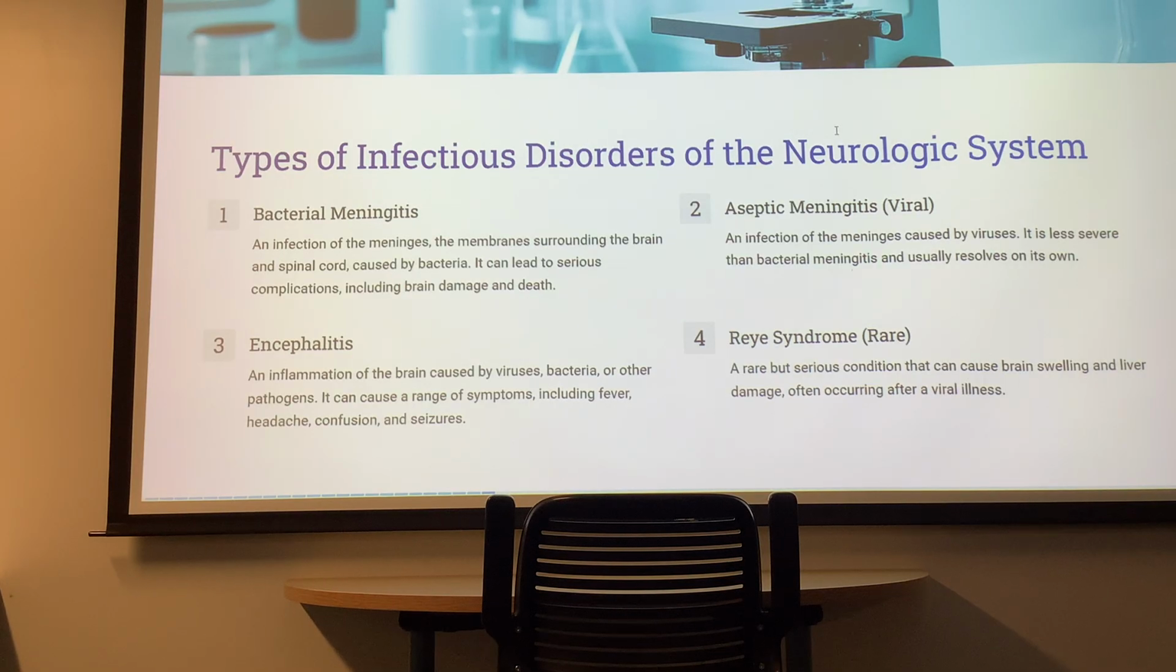Now we're going to touch on some infectious ones. The ones we're going to take a look at are bacterial meningitis and Reye syndrome, okay? As well as viral. So you're gonna compare and contrast viral versus bacterial, as well as talk about Reye syndrome, which is very rare, right? But it can happen in kiddos.